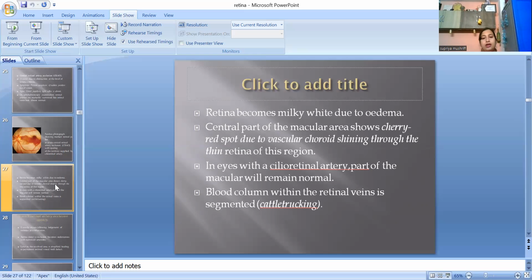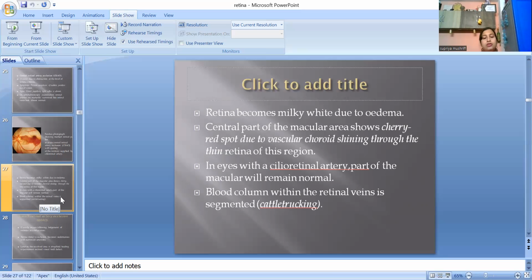The blood column within the retinal veins is segmented, and this is known as cattle tracking. This is again another important sign of central retinal artery occlusion. So these are the features of central retinal artery occlusion. Symptoms, what are the symptoms? The patient will come with sudden diminution of vision. It will be painless in nature.